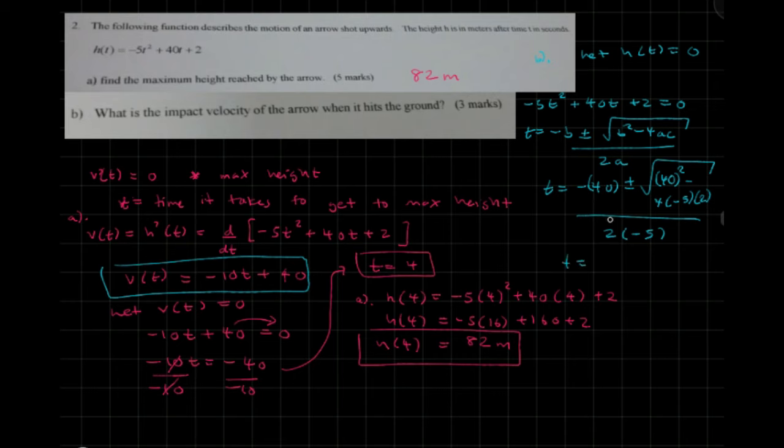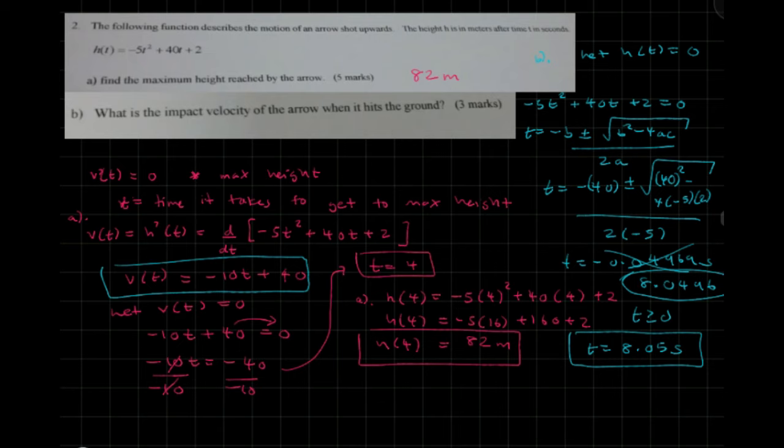If you punch this out, you're going to get two values: t is equal to negative 0.0497 seconds, as well as 8.0497. Because t has to be greater than or equal to 0, we can't include the negative value, so I'm just going to be looking at the 8.0497. I'm going to round that to 8.05 seconds. So this is the time it takes for the arrow to hit the ground.